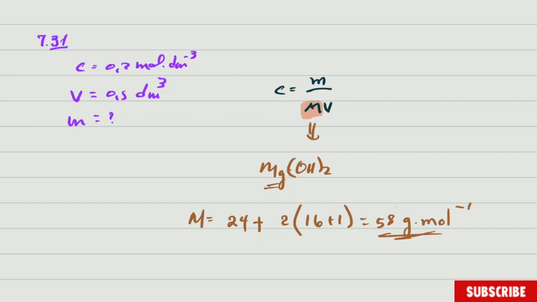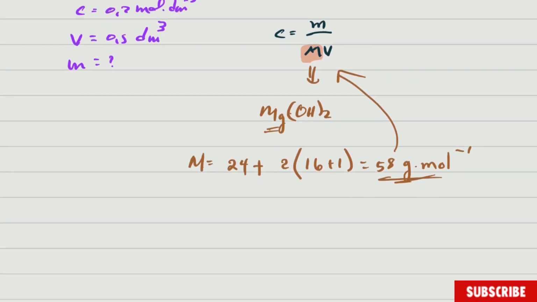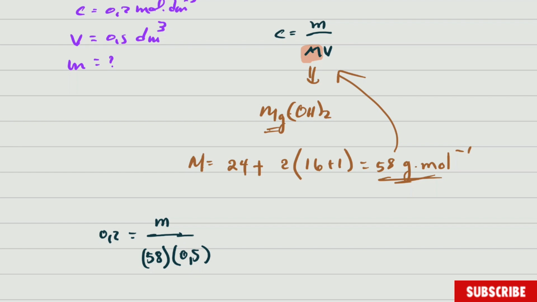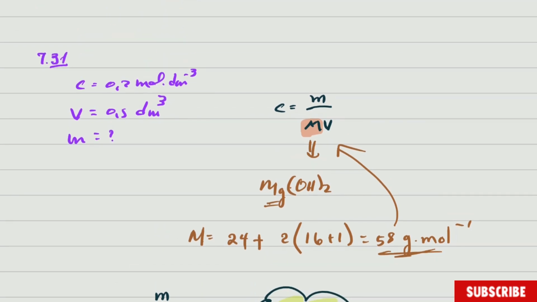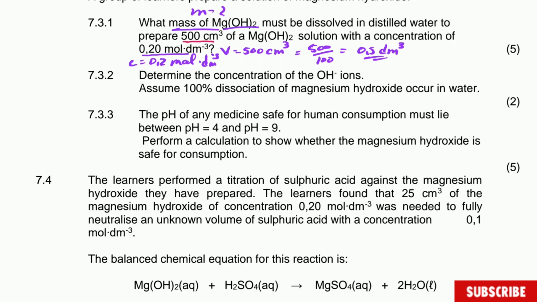Now this number must be substituted in that formula there, so we can actually do everything now. We substitute: we have 0.2 for concentration, equal to mass divided by the product of 58, which we just calculated, multiplied by the volume, which is 0.5. When you solve this one, the mass is equal to 5.8 grams. That is the mass that they are asking for. It's a very simple calculation.